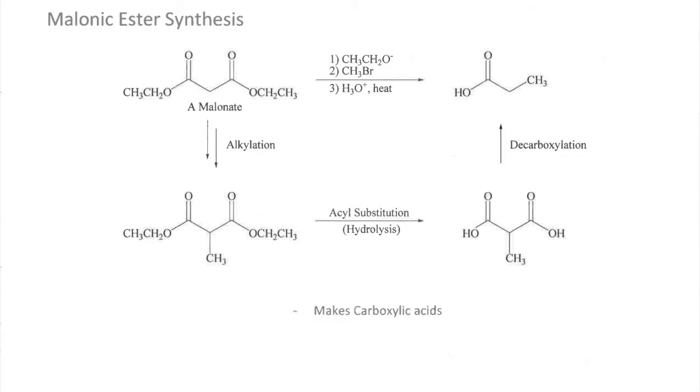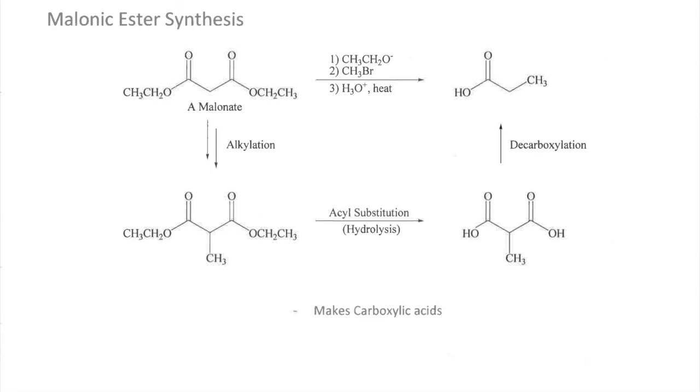which would give us a beta keto acid, and that allows us to do a decarboxylation. It's really the same exact thing, except because this is a diester, you wind up hydrolyzing both esters, removing one of them essentially as carbon dioxide, giving you now a carboxylic acid as the product. The malonic ester synthesis reacts malonates and creates long-chain carboxylic acids.